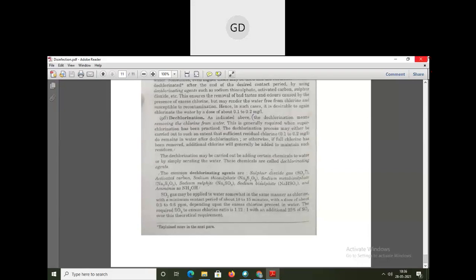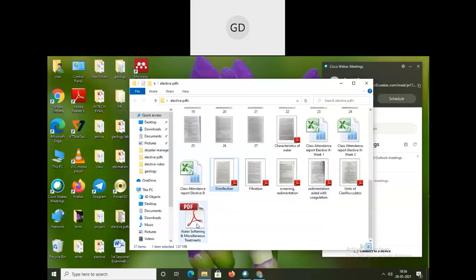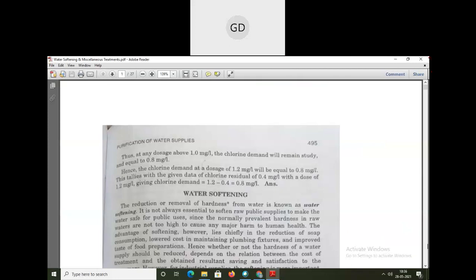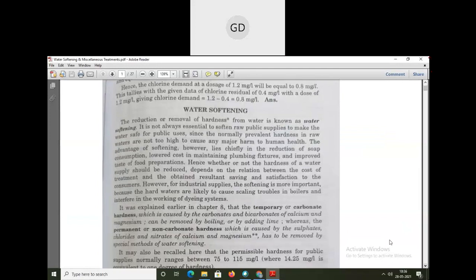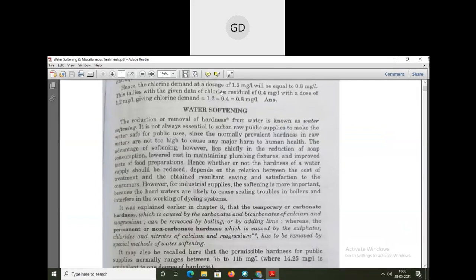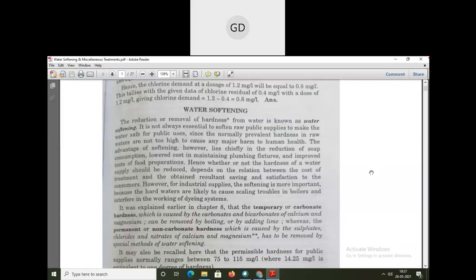Now we will come to the softening part. This is water softening. So what is basically water softening? You have learned about the hardness that is found in the water. When you want to remove the hardness, temporary hardness or permanent hardness, both, from the water, that is known as the reduction or water softening process.